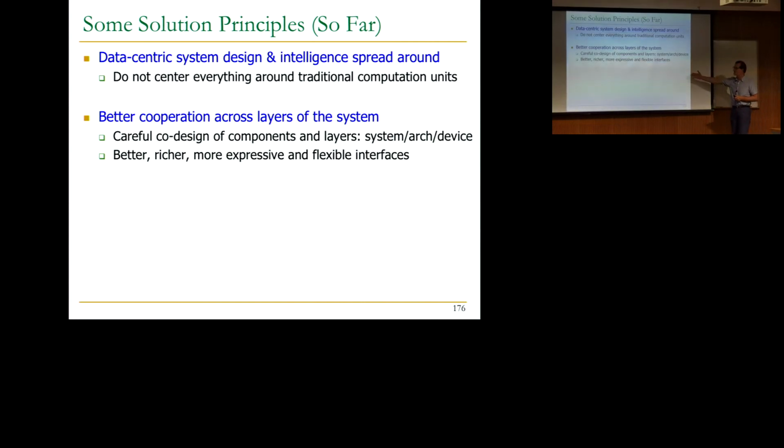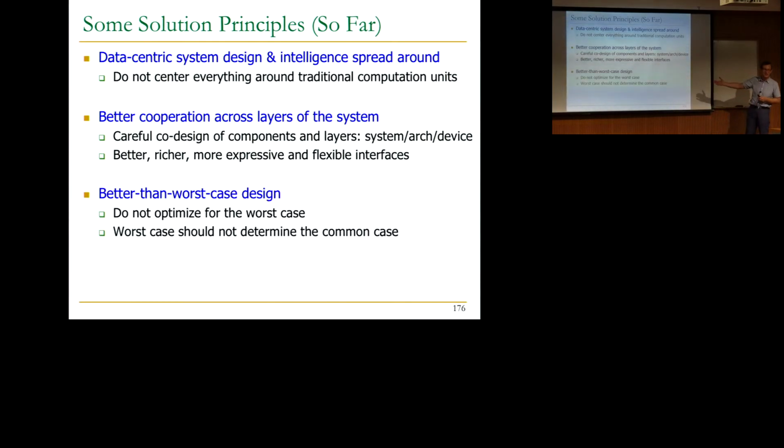And I think today we talked about this also, better cooperation across layers of the system, careful co-design of components and layers, system architecture and device, and having better, richer, more expressive and flexible interfaces. Like we discussed, exposing portions of the DRAM device to the memory controller, that requires better cooperation across different layers and components, clearly. I think these are very fundamental principles to achieve a better system.